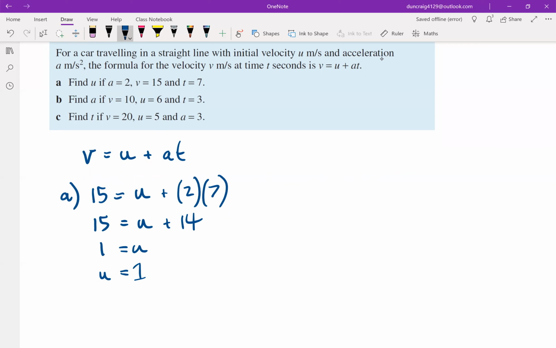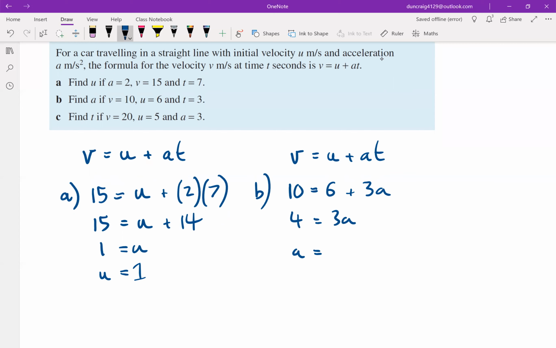Let's do part B here. I still have v is equal to u plus at, and let's put in the values. Here we want to find out what a is. We're told that v is 10, u is 6, and t is 3. So a times 3, I'm just going to write 3a. I'm just solving a nice simple linear equation here. Take 6 from both sides.